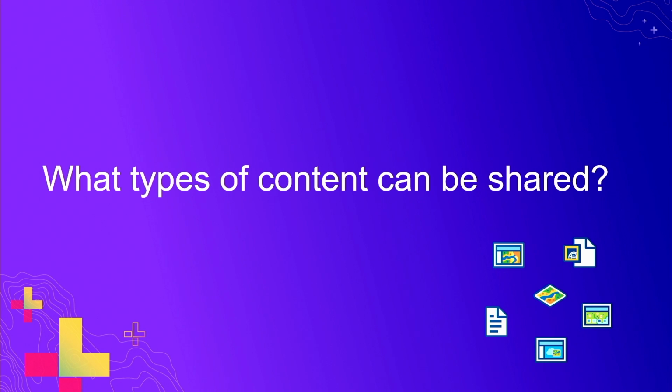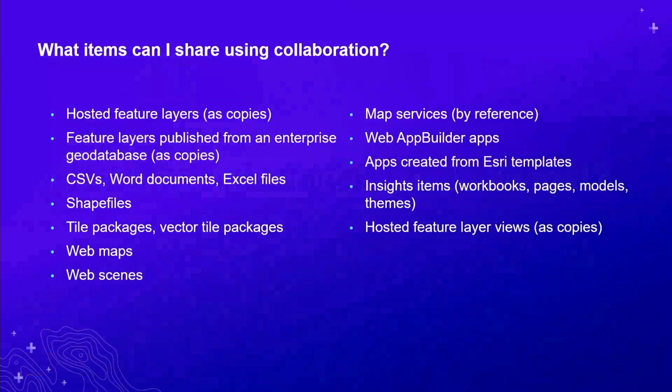So what types of content can we share to a collaboration? We can't share all content types, but we have a very varied list of supported item types. With each release we include the ability to support new item types, so this list is continually growing. As examples of what we can share now, we have hosted feature services as copies, and I'll explain what I mean in the next slide by as copies.